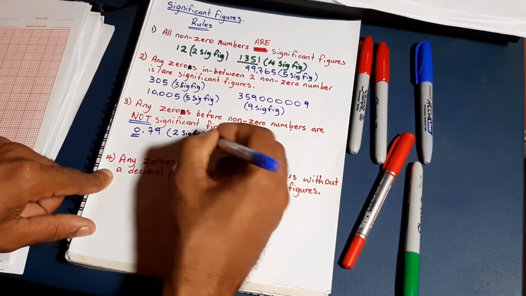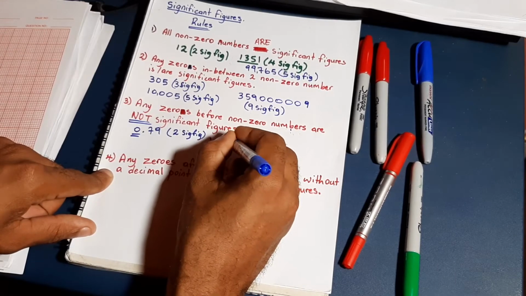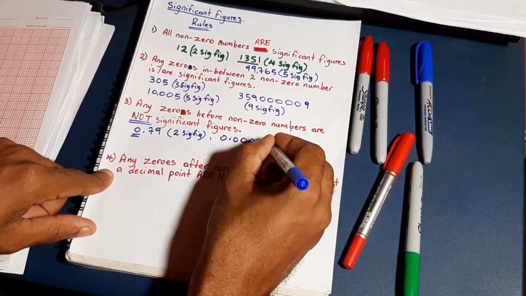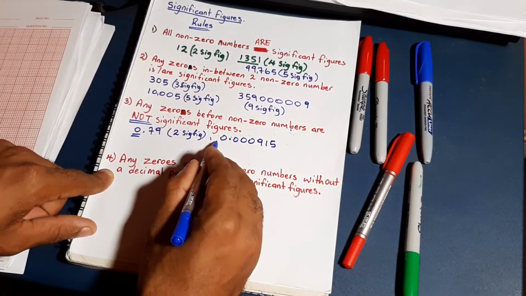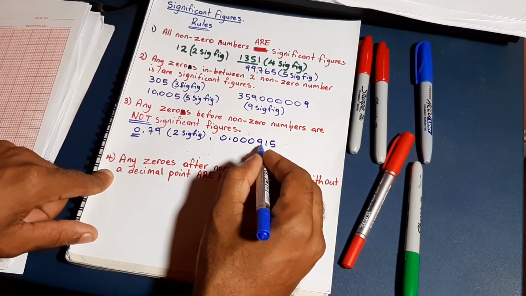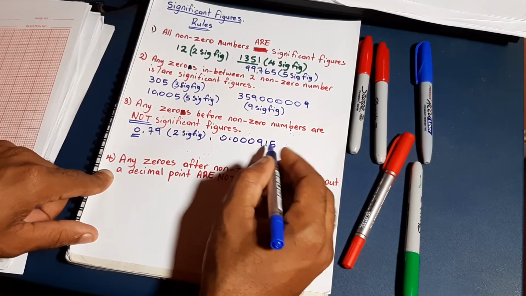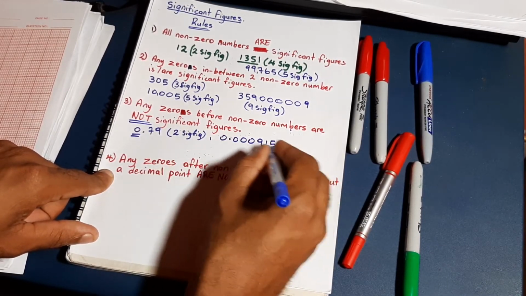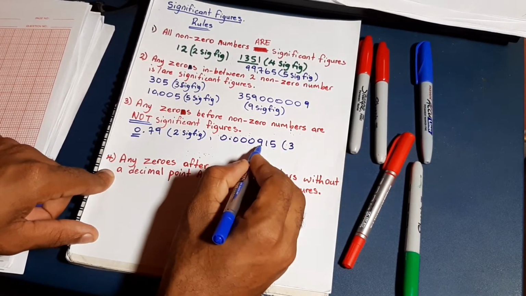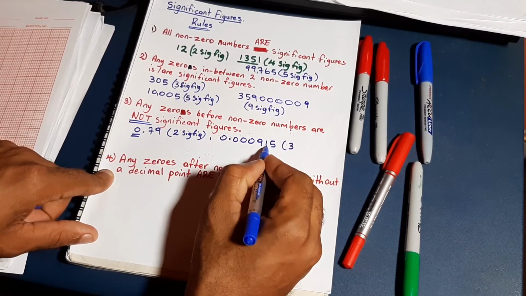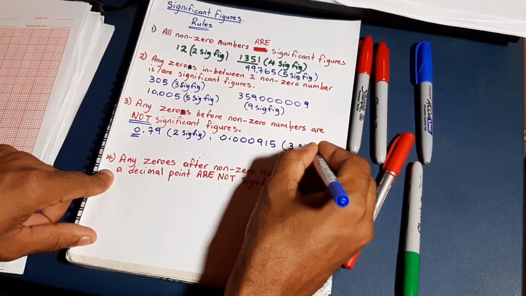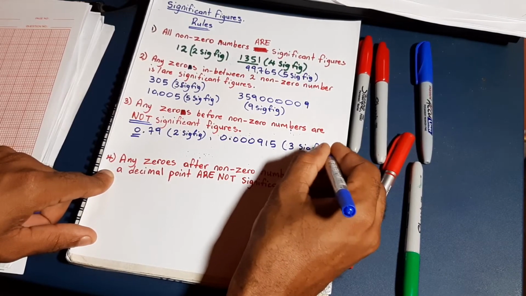Let's go through another example. Let's say we had 0.000915. Now, are these zeros significant figures? No, because they are before non-zeros. So this figure is written to 3 significant figures. The first significant figure would be the 9, the second would be the 1, the third would be the 5. So this is 3 significant figures.